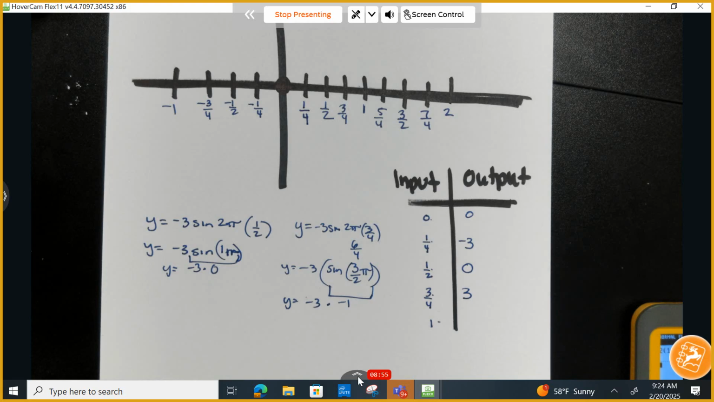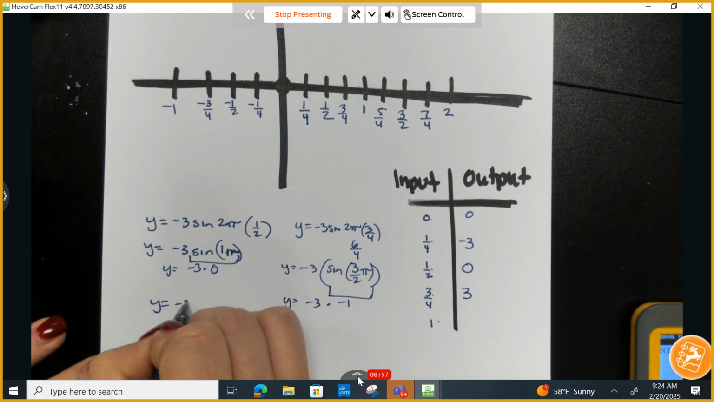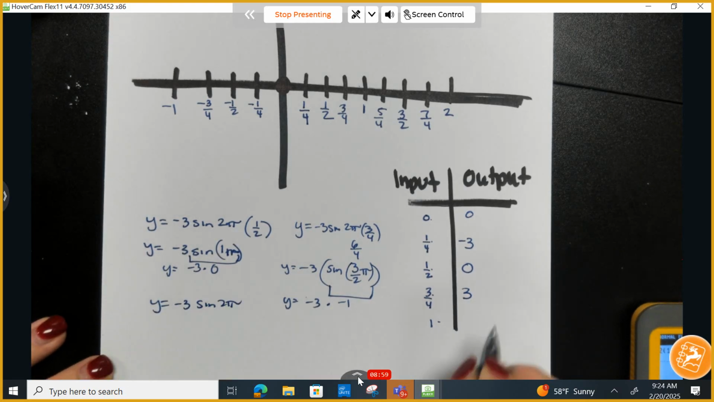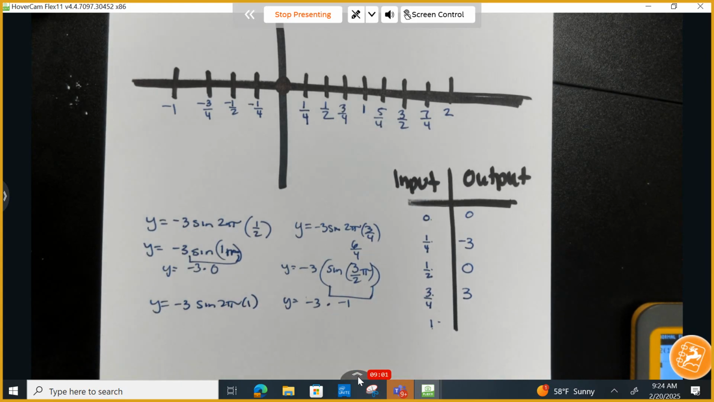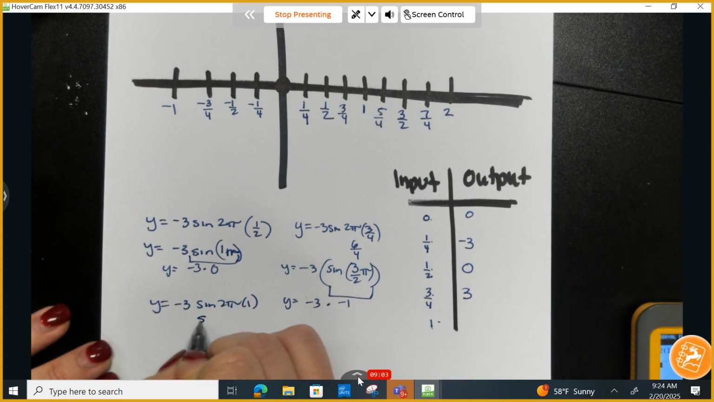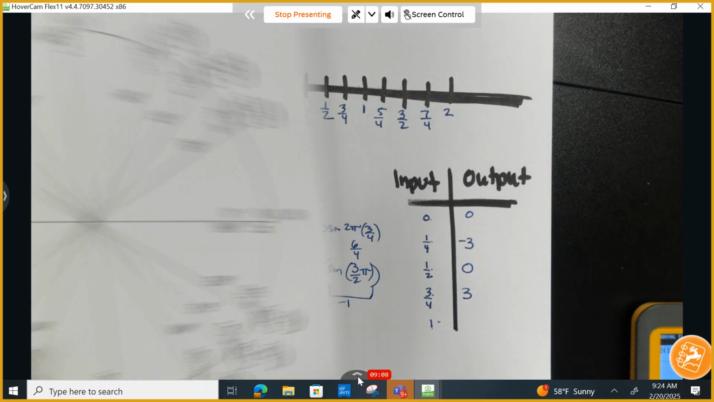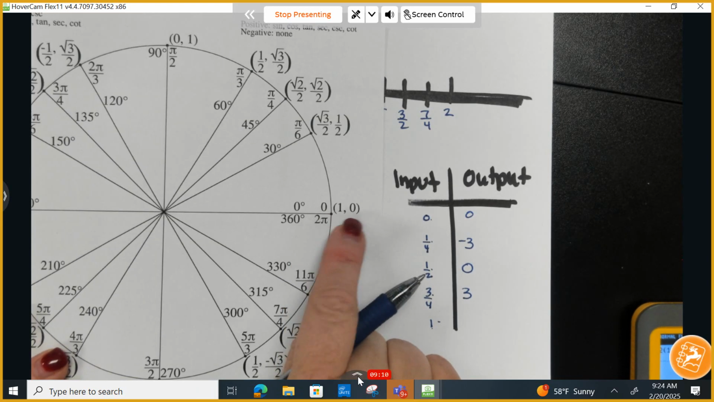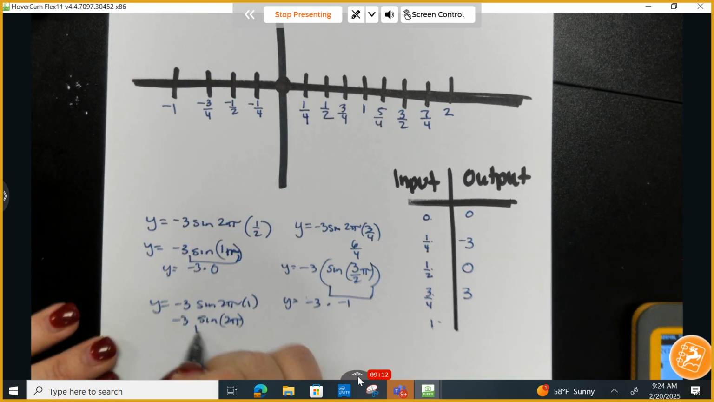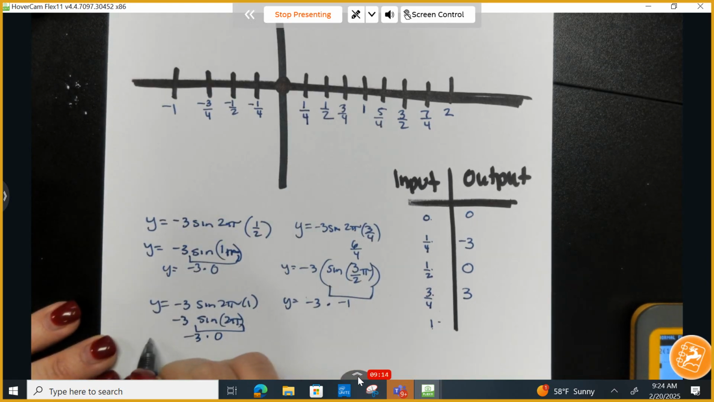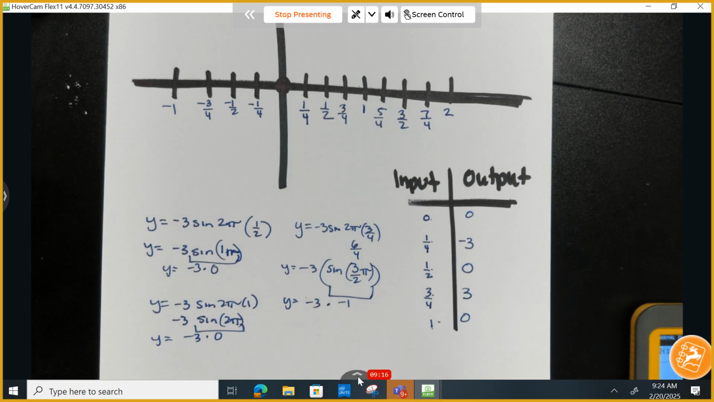I've got 1 left to do. Y equals -3 sine of 2 pi times 1. Well, 2 pi times 1 is simply 2 pi. That's easy. So I'm going to find 2 pi right now. 2 pi is located right here. And I know the sine is 0. 0 times -3 is simply 0.